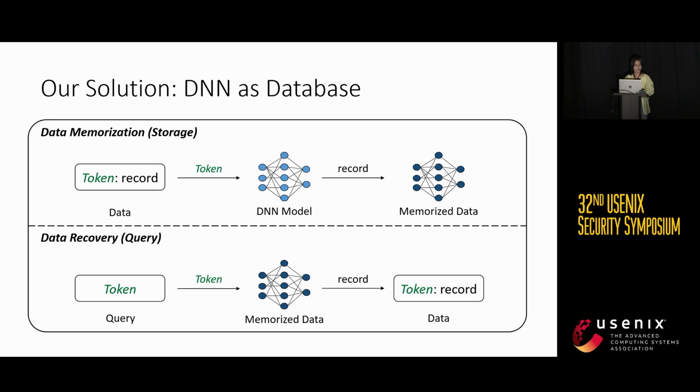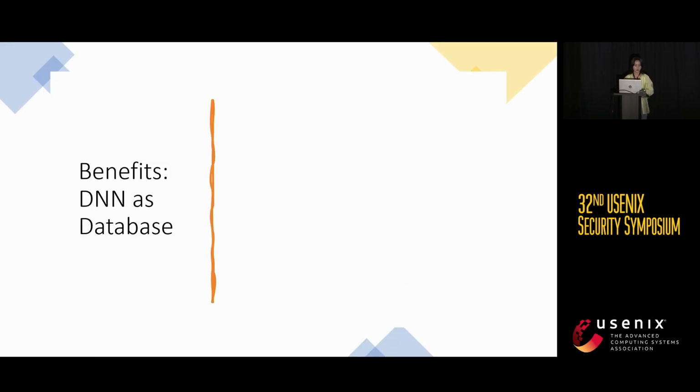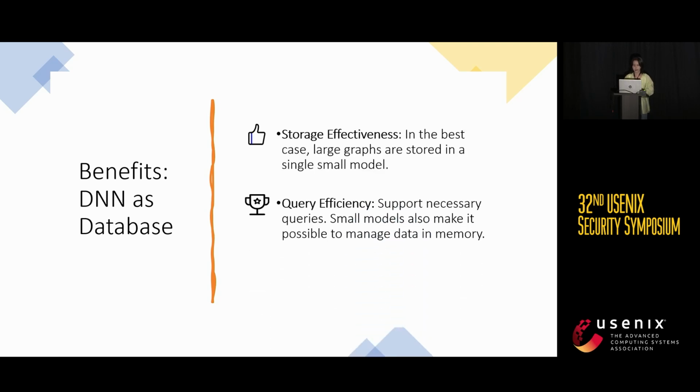Based on all of this, we felt that using a deep neural network model as a database is practical. Also, if we can use the deep neural network model as a database, it brings many benefits. For example, we can achieve storage effectiveness because in the best case, a very large graph can be replaced by a very small model. We can also make the query more efficient. As we mentioned before, the deep neural network literally supports necessary queries. Also, the small models make it possible to manage the data in memory. And next, I will elaborate each step of our design to discuss how we implement such a database.